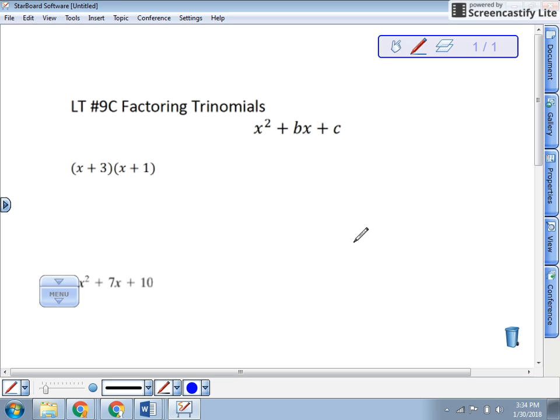Welcome to the notes on factoring trinomials. And again, we call it x in the form x squared plus bx plus c. All of these trinomials will have a leading coefficient of 1, so they'll always just have a 1 for that leading term for this section.